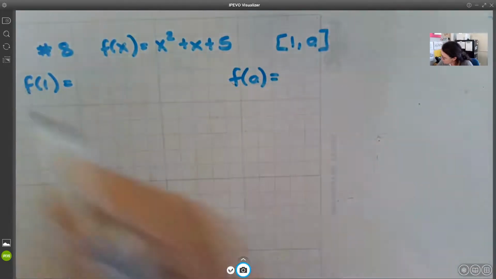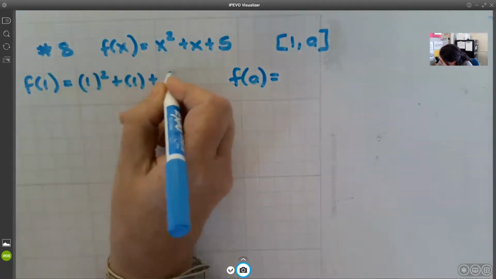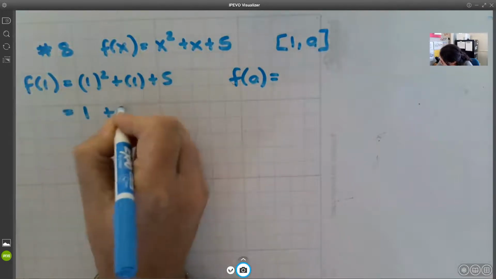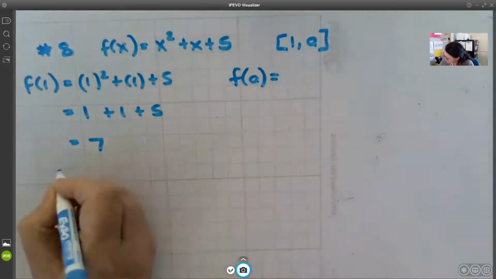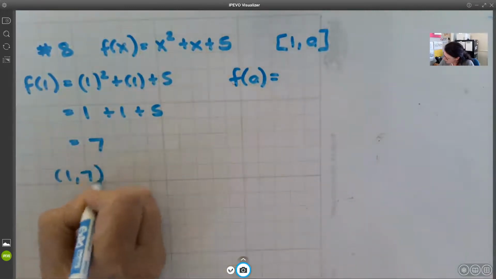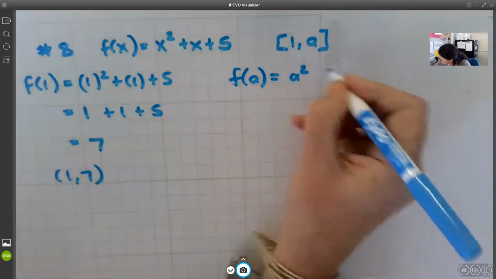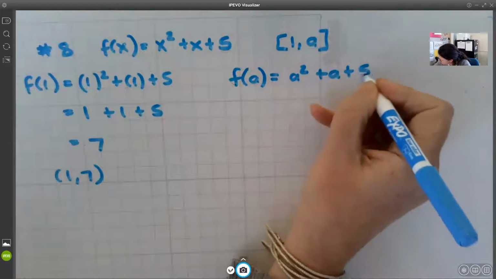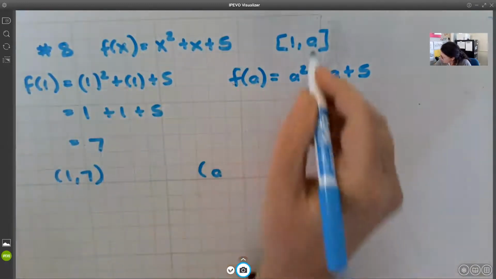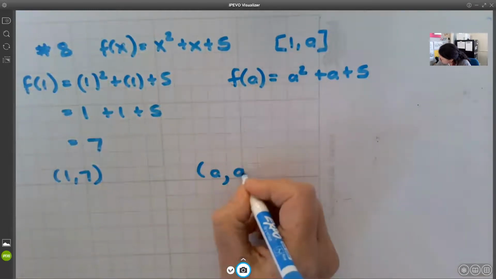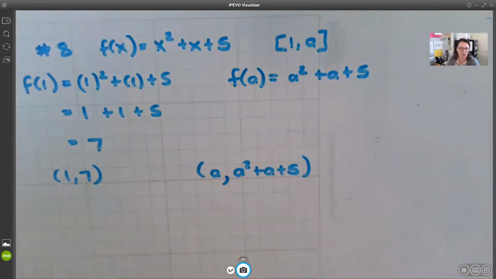So let's go ahead and substitute in the 1 first. 1 squared plus 1 plus 5 is going to give us 1 plus 1 plus 5, which is 7. And so this is the ordered pair (1, 7). Let's do the same thing with a. We have a squared plus a plus 5. And so this is going to give us the ordered pair where our x coordinate is a, and our y coordinate is represented by a squared plus a plus 5.